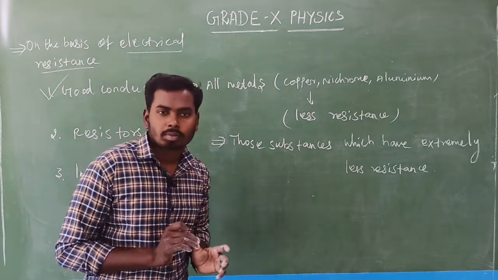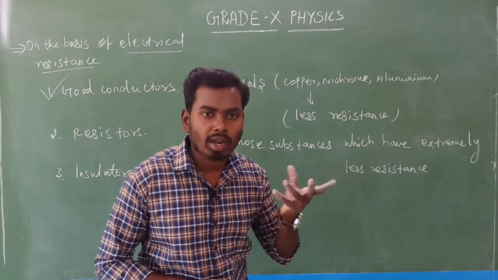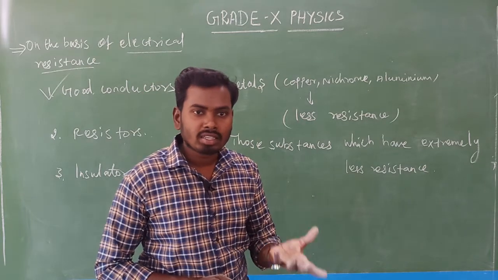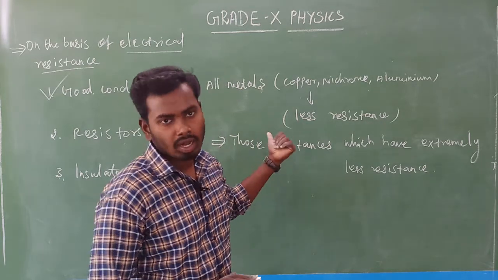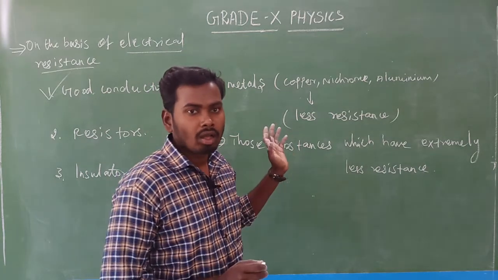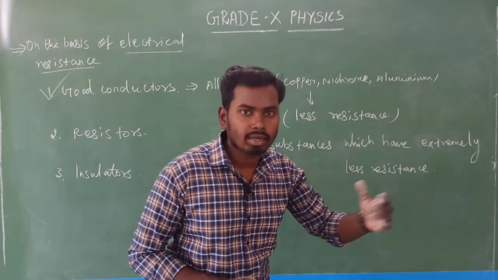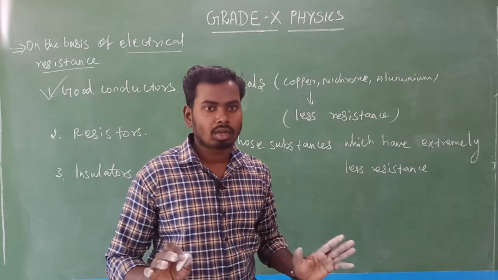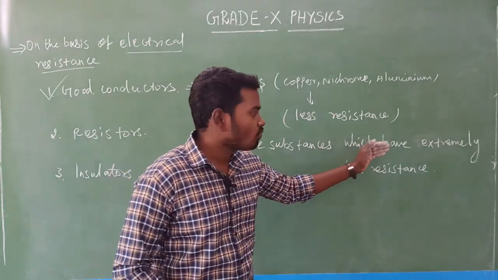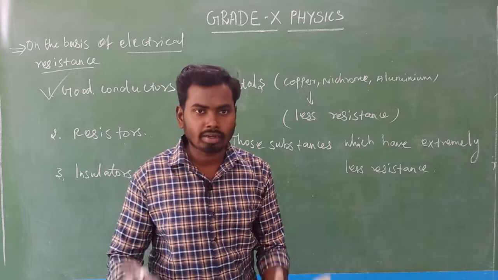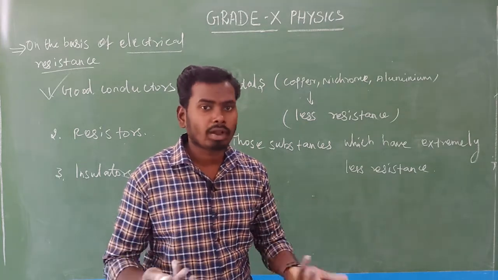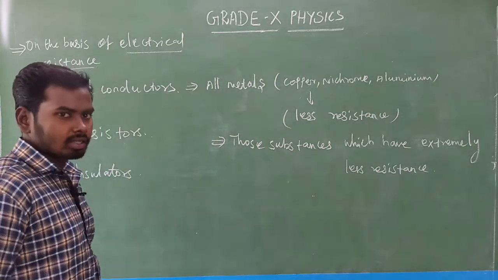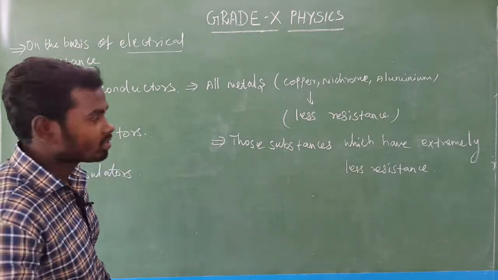So what is the concept here? All metals are good conductors of electricity because the resistance, which means the collision, is very, very less in good conductors. That is why they allow the current to pass through them easily. For example, copper, nichrome, aluminum, tin, gold. The definition: those substances which have extremely less resistance are called good conductors of electricity, but not of any other things. Next, what is a resistor, sir? That is the next question.